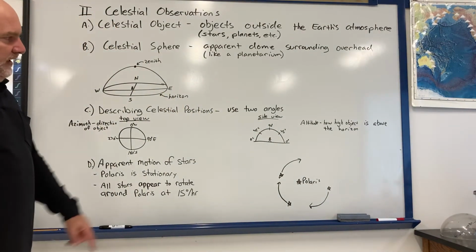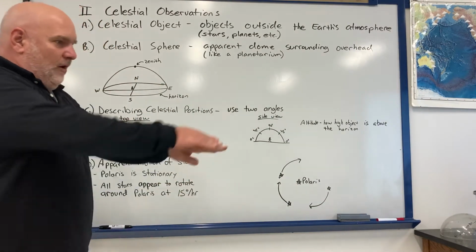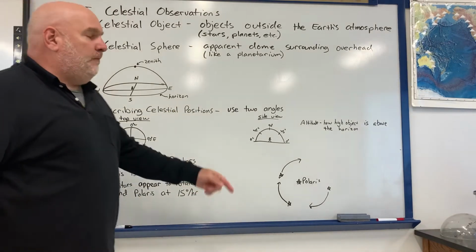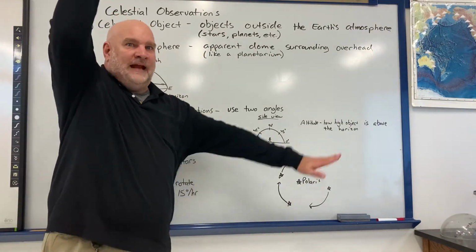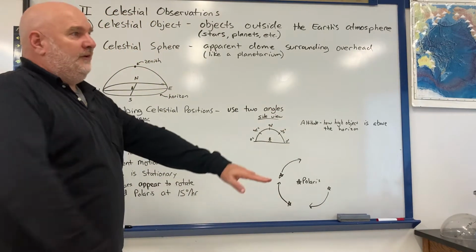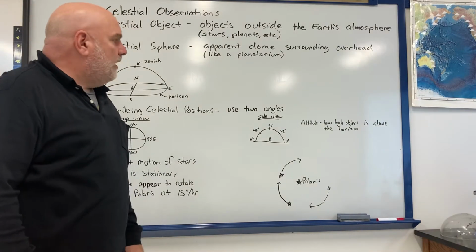The next number you need is the altitude, and that tells me how high that object is above the horizon. So if it points directly above me, that'd be a 90-degree altitude. If it's right on the horizon, it'd be 0 degrees. Something like that might be a 45-degree altitude.